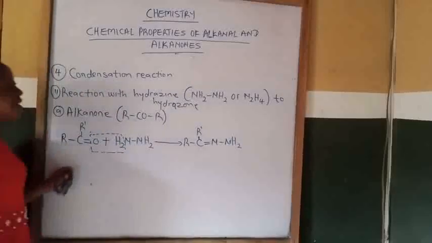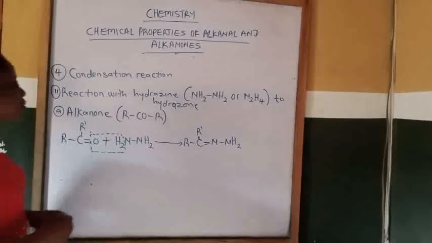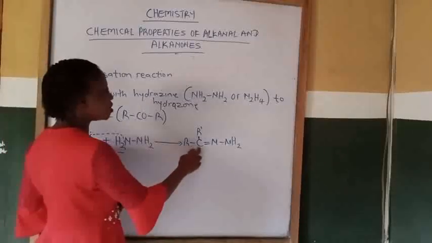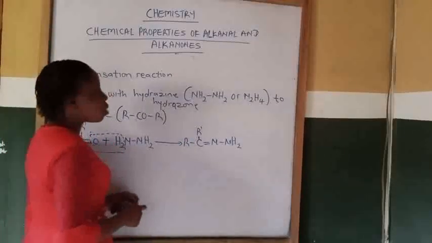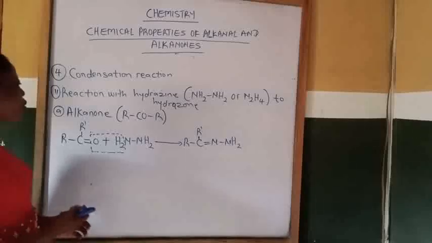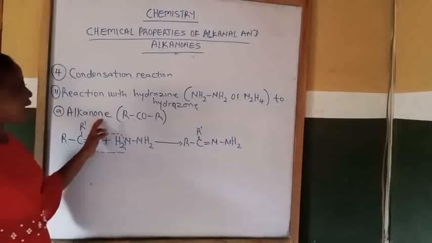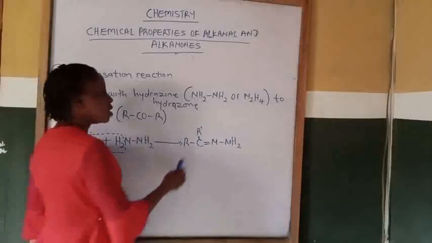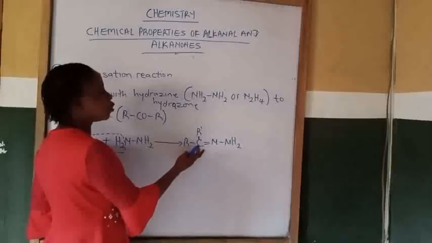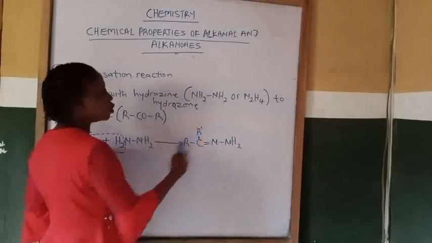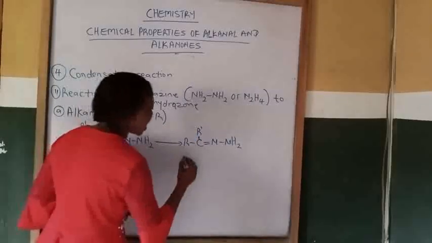NH2. Then this RCR is from what? From the molecular formula of an alkanol. It is from the molecular formula of an alkanol. So what are we going to call it now? Since it is an unknown alkanol, we cannot name it. So we call it alkanol.